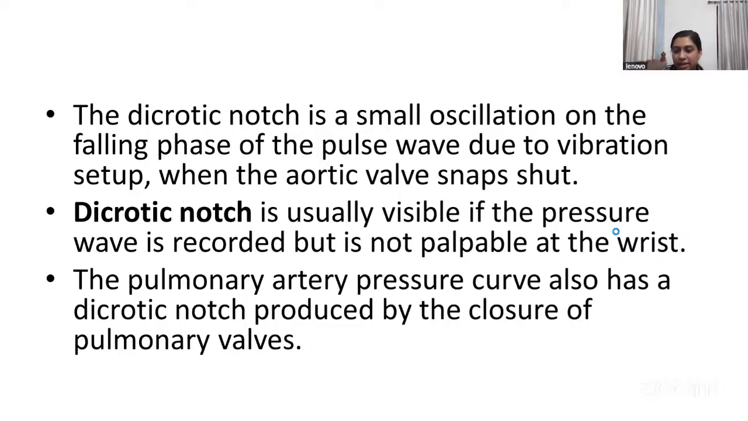So, what is a dicrotic notch? It's a small oscillation on the falling phase of the pulse wave. It is due to the vibration set up when the aortic valve is shut. When the aortic valve is shut, there is a vibration occurring and it will cause a small oscillation in the falling phase of the pulse wave. That is what we call the dicrotic notch. It is usually visible when the pressure wave is recorded, but it is not palpable at the wrist. The pulmonary artery pressure curve also has a dicrotic notch. It is produced by the closure of the pulmonary valve.